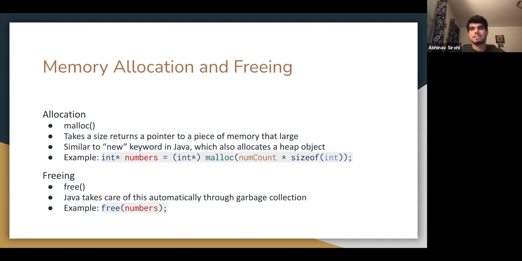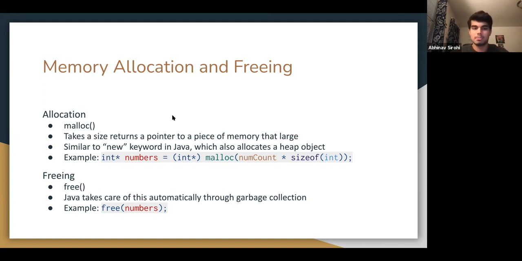So this is how allocation and freeing works in C. If you want to allocate, you use the malloc function, and the malloc function takes a size and returns a pointer to a piece of memory that large. So if I give it sizeof int, it'll give me a pointer to a piece of memory that's 4 bytes long if your ints are 4 bytes. So it's similar to the new keyword in Java, which also allocates a heap object. If you guys have experience with Java and you use the new keyword, that's what that does too.